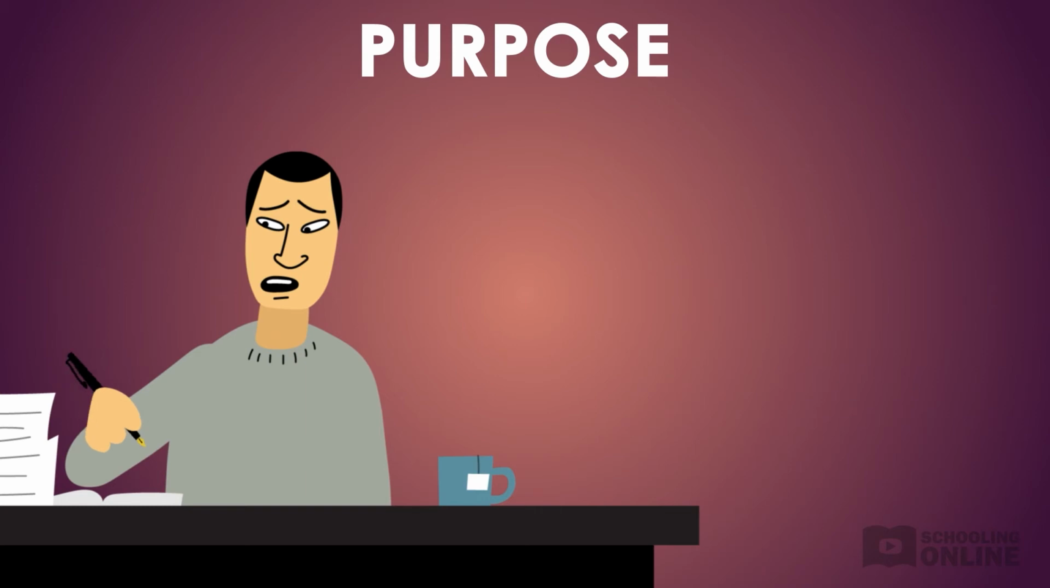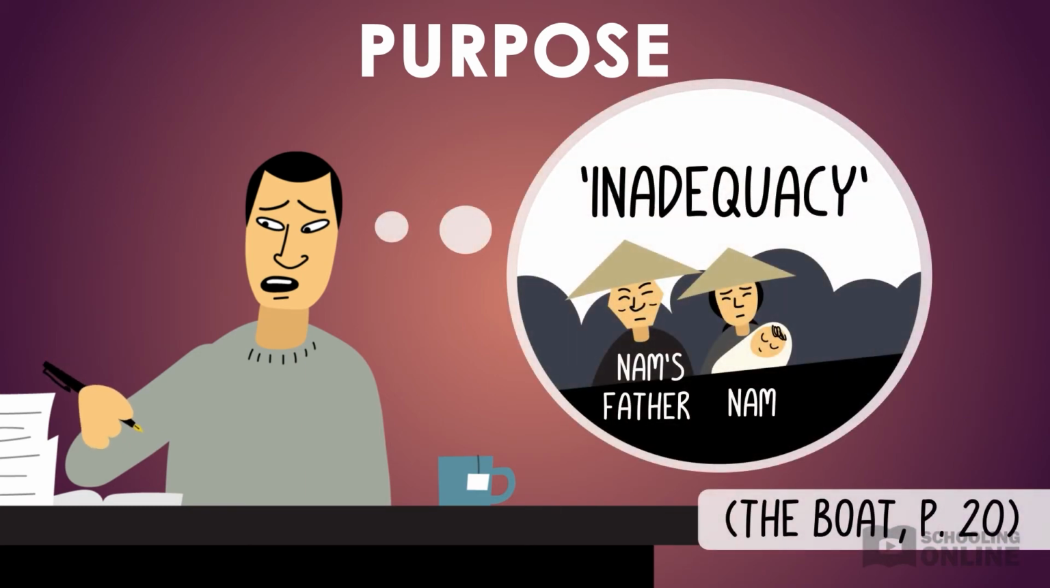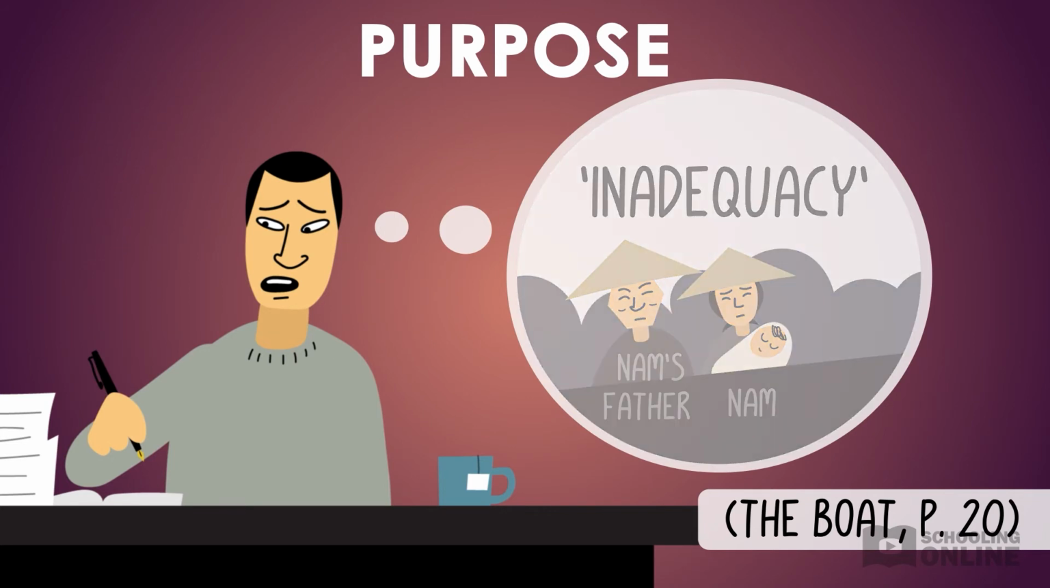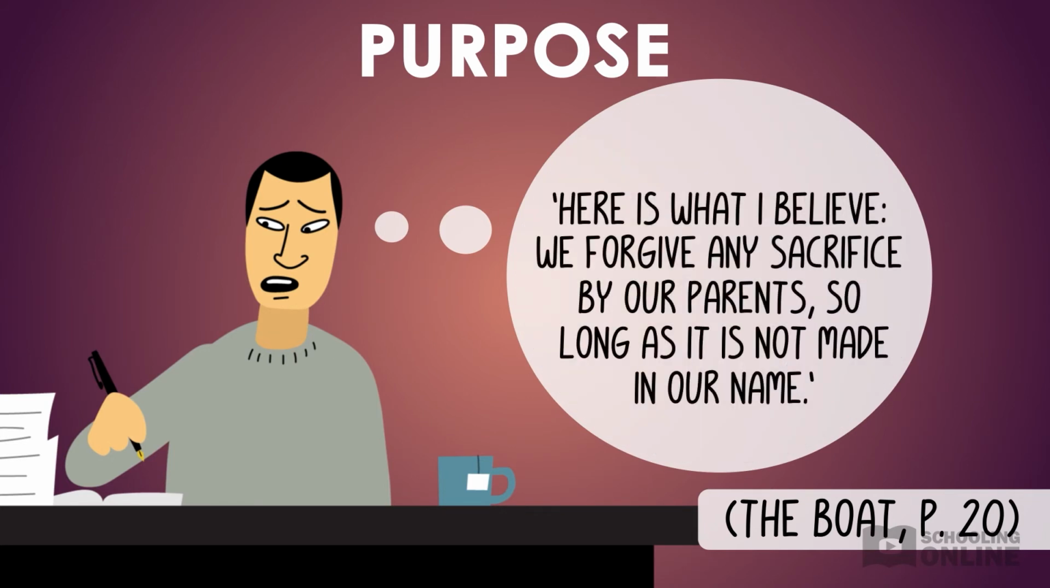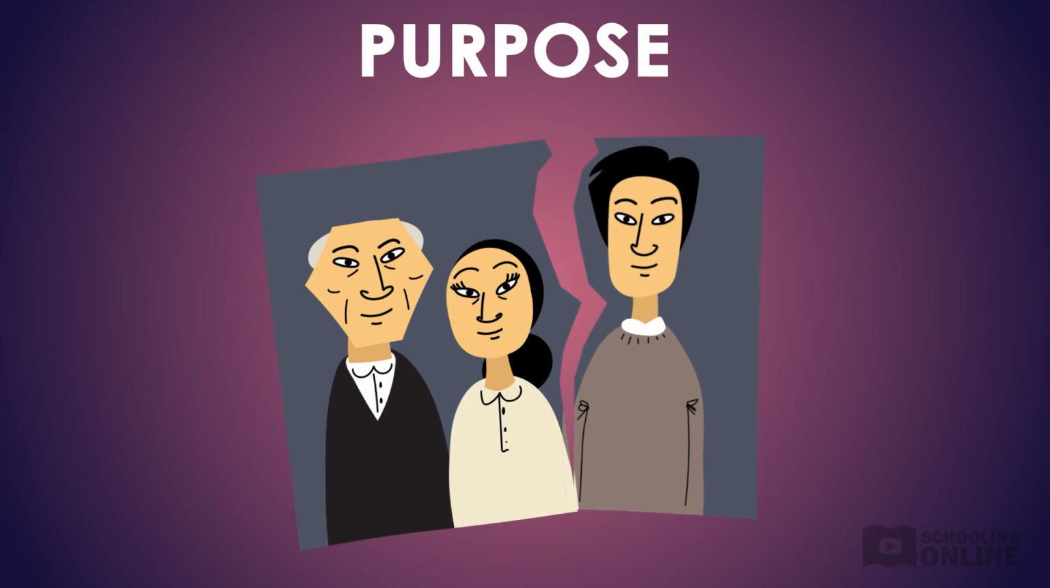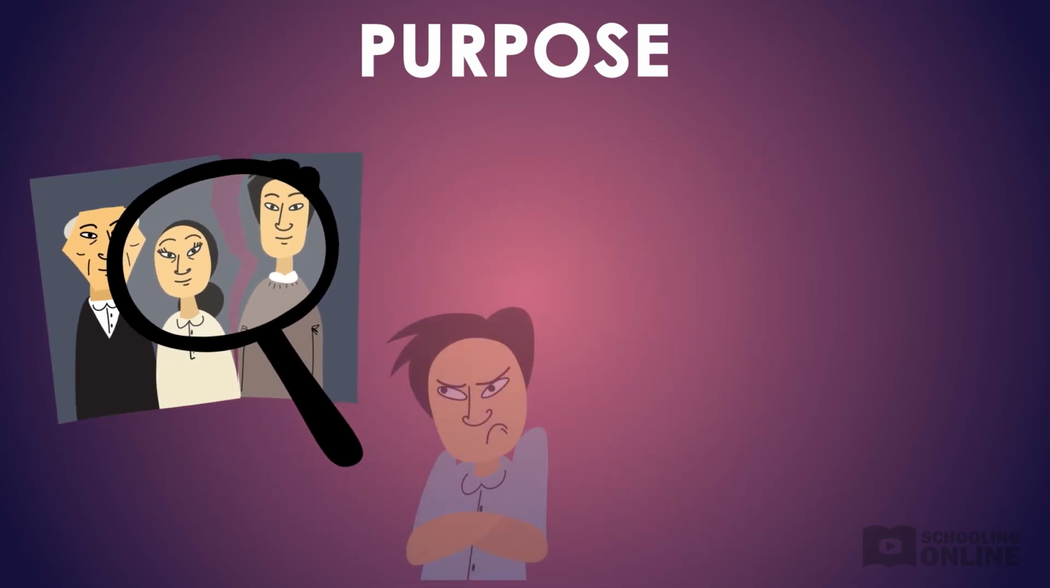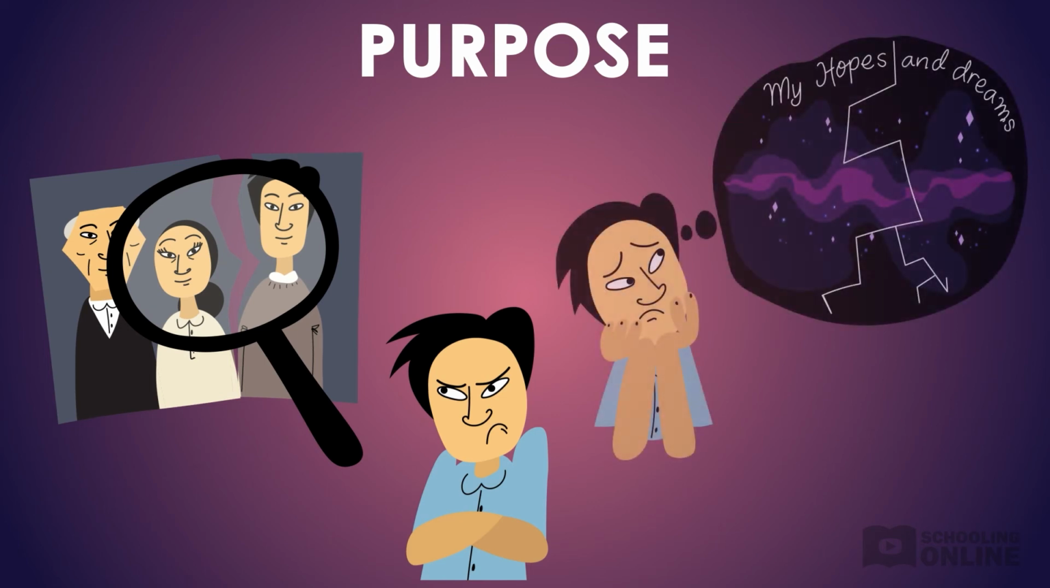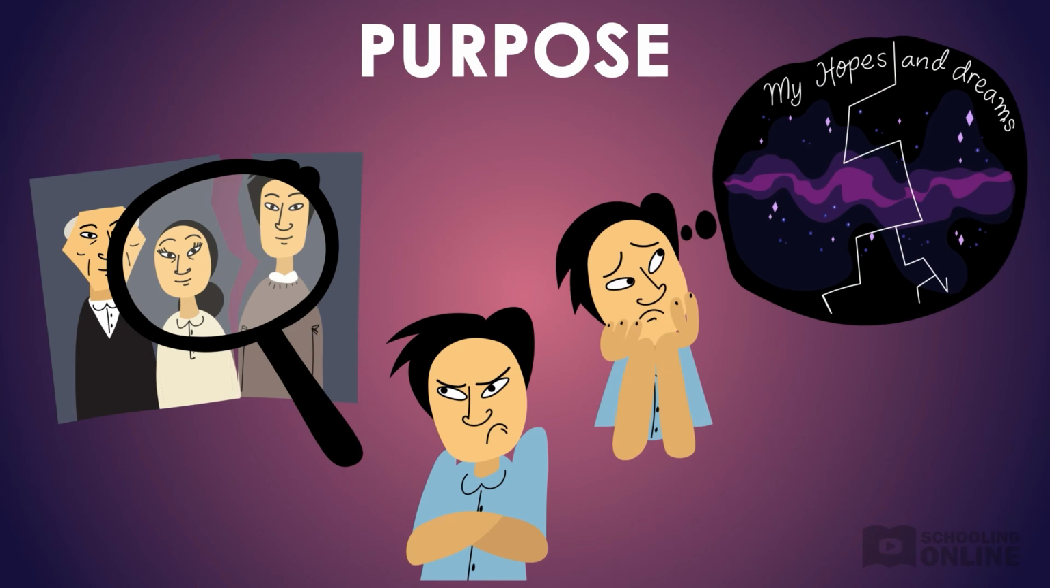At one point, Nam considers his inadequacy, reflecting on his inability to honour his father's sacrifice. It is a confronting thing, realising your own faults. He says, "Here is what I believe. We forgive any sacrifice by our parents, so long as it is not made in our name." This wisdom brings the tragedy of a fractured family into sharp focus. He's telling us that children often struggle to fathom the utter selflessness of their parents, especially when that sacrifice leads to the child feeling obliged to fulfill their parents' hopes and expectations.